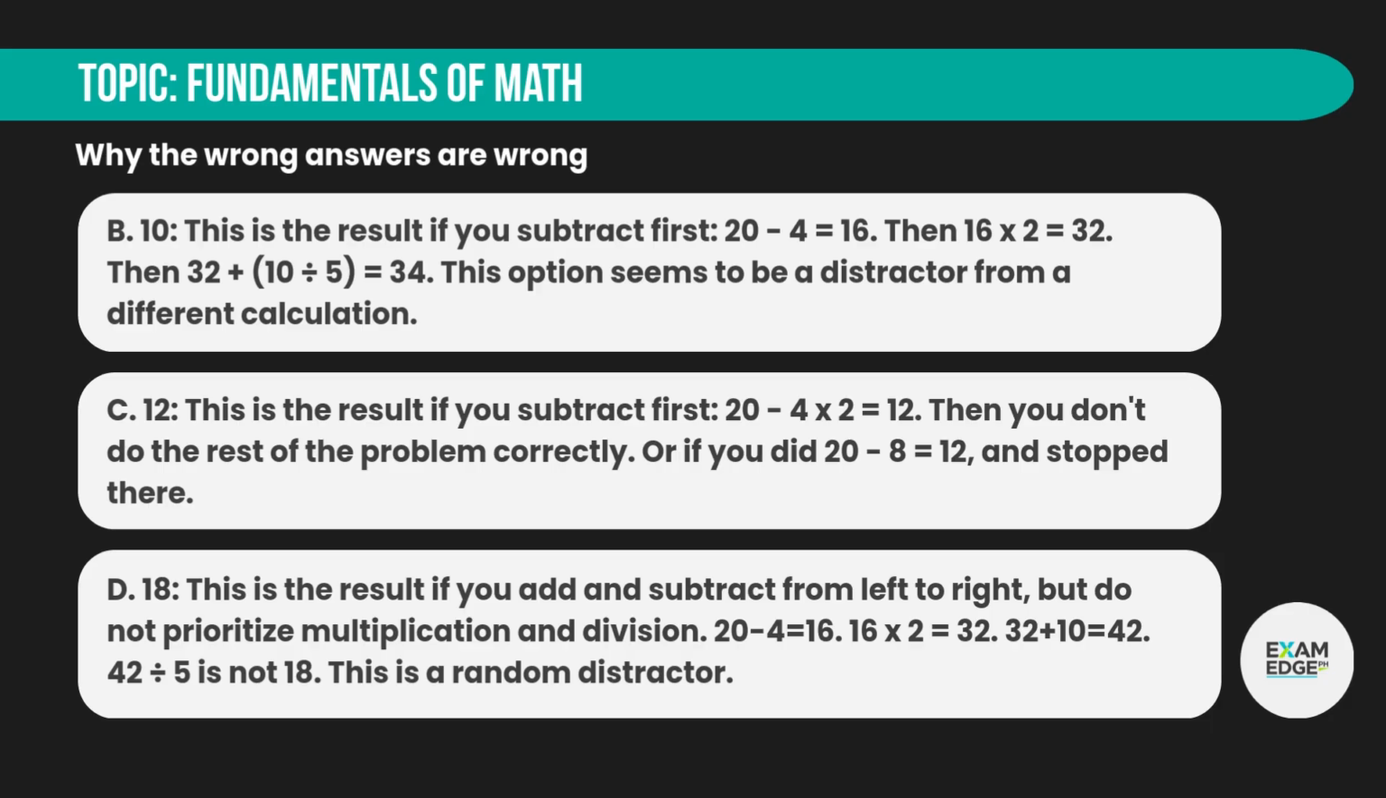D. 18. This is the result if you add and subtract from left to right, but do not prioritize multiplication and division. 20 minus 4 equals 16. 16 times 2 equals 32. 32 plus 10 equals 42. 42 divide by 5 is not 18. This is a random distractor.